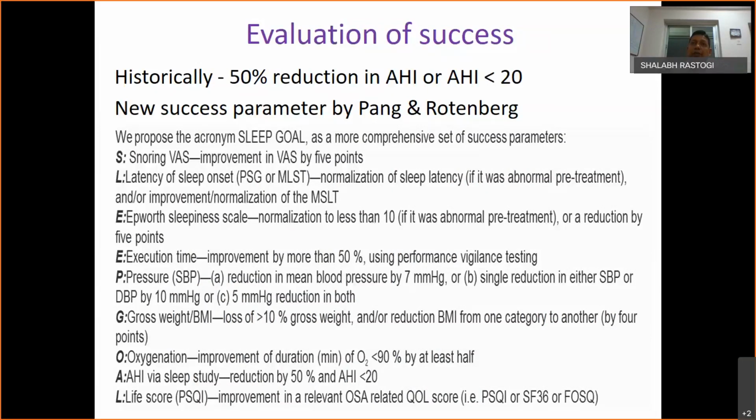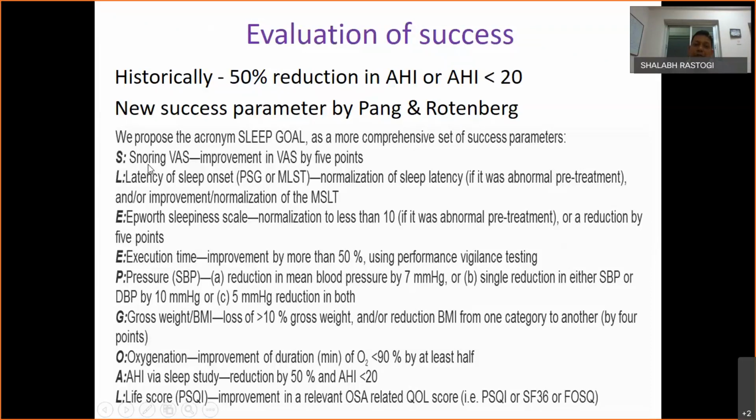A patient with OSA has multiple problems, and so new parameters are being proposed by Pang and Rotenberg, in which they have given 9 criteria for the various quality of life measures. They said that if a patient improves in any of these criteria, we should consider that a success. So it can be remembered by the acronym SLEEP GOAL.